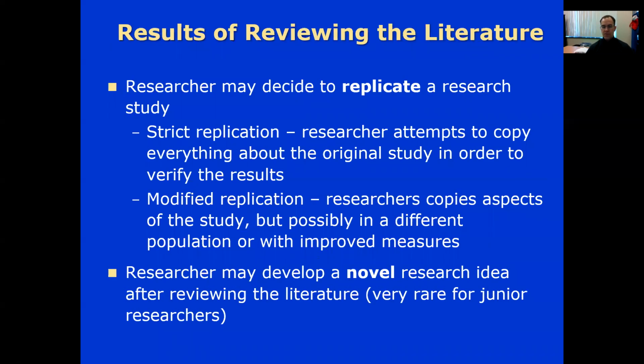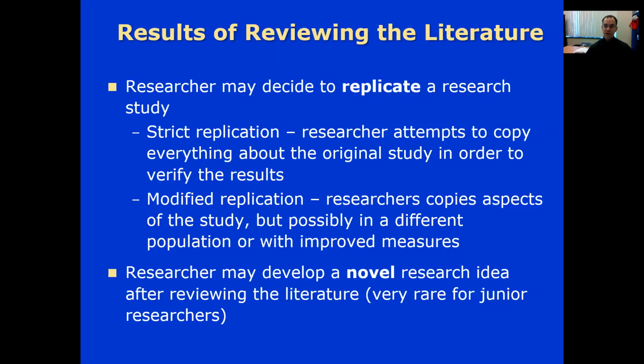So what happens with the review of literature after you've had a chance to gather some articles, read them, and develop some themes? Well, researchers may decide to replicate a research study. There are two different types. There's a strict replication, where researchers attempt to copy everything about the original study in order to verify the results. For example, someone might want to do a drug study exactly like the previous research was done in order to determine if that particular drug was effective.